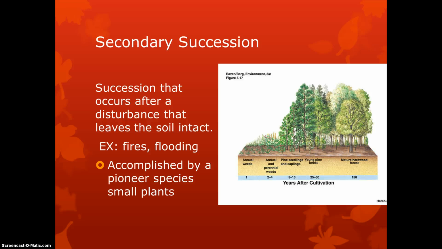Secondary succession happens when a major disturbance kills off all the plants and animals in an area but leaves the soil intact. So for secondary succession to occur, we have to have soil.